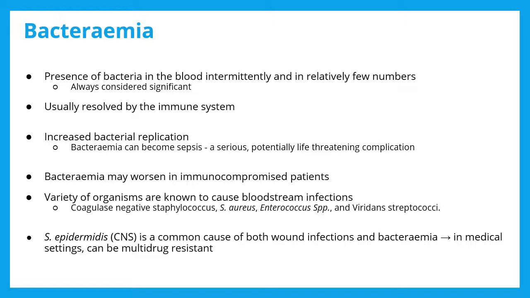As a result, the presence of bacteria in the blood is a result that should always be considered significant. A large variety of organisms are known to cause bloodstream infections. These include coagulase-negative Staphylococcus, Staph aureus, Enterococcus species, and Viridans streptococci. Staph epidermidis is a common cause of wound infections, and it's one of the most common pathogens known to cause bacteremia associated with indwelling medical devices. In hospital settings, these isolates can be challenging to treat due to the emergence of multi-drug resistant Staph epidermidis phenotypes.